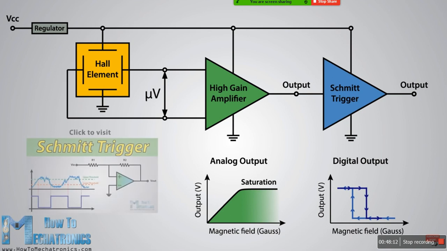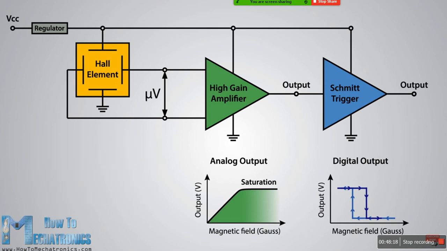For more details on how the Schmitt trigger works, you can check my particular tutorial for that. An example of this type of sensor is the Hall effect switch. They are often used as limit switches, for example in 3D printers and CNC machines, as well as for detection and positioning in industrial automation systems.